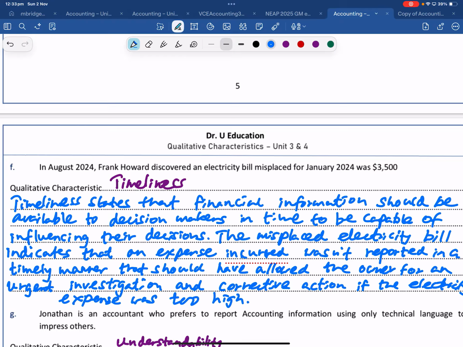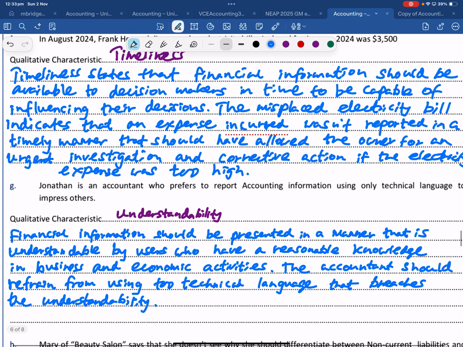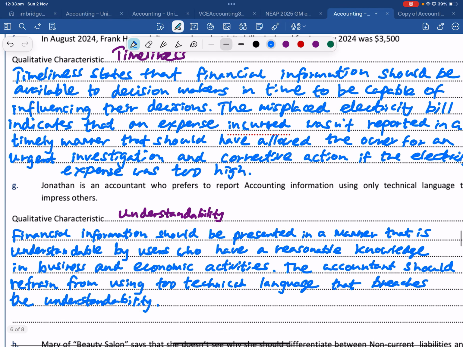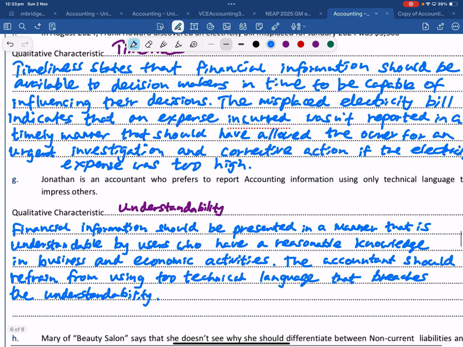Understandability. Understandability? Yeah, so why? Because of jargon, and also not to impress the others, yes? Rather than impressing, we have to give the message to the people. So we have to present it in simple language.